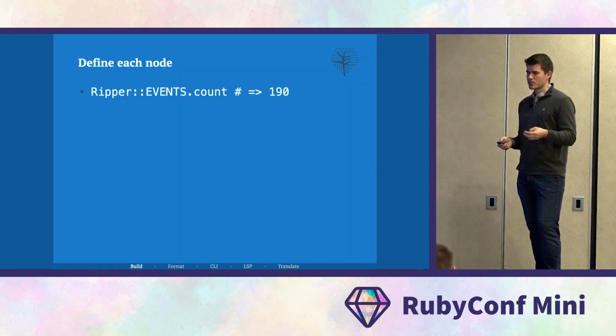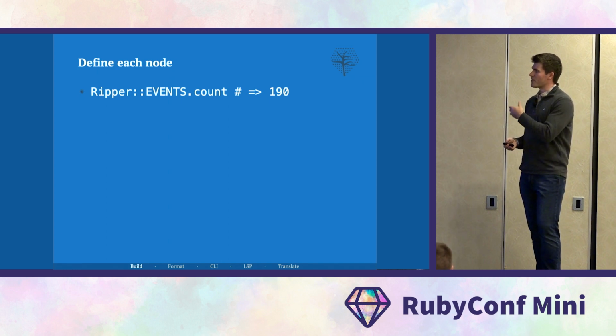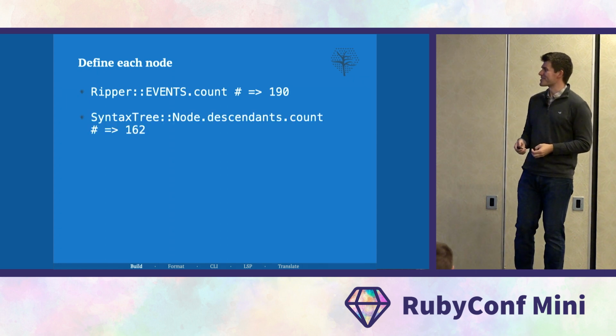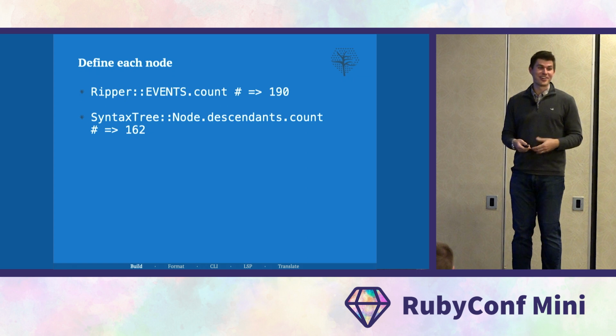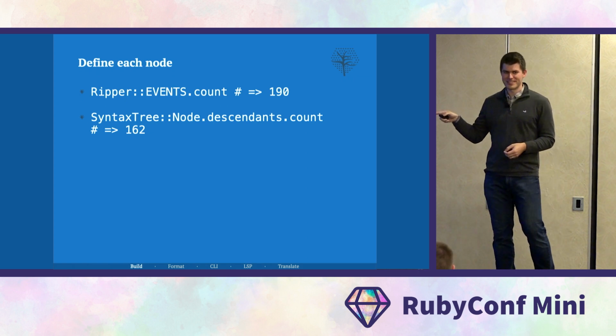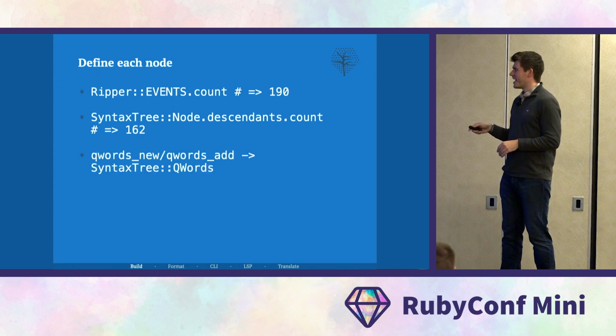this interacts with Ripper. Ripper is a standard library that is a parser generator that provides an event-based parser that I then go and use to build all these nodes up. Ripper itself has 190 events. Syntax tree, 151 was incorrect. I guess I updated this. There are 162 nodes in syntax tree. Actually, this number has gone down since I made these slides for various reasons.